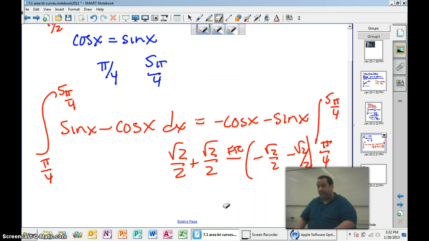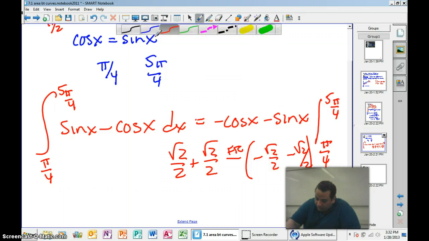I think I have 4 square roots of 2 over 2's. I have 2, 1, 2, this would be 3, and 4. The negatives would go away. So I have 4 square roots of 2 over 2, which is 2 square roots of 2 square units.